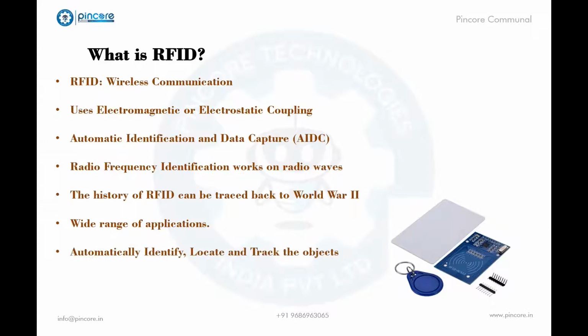The history of RFID can be traced back to World War II, when it was used by the British to identify friendly aircraft. The technology has developed over the years and is now used in a wide range of applications. It is used to automatically identify, locate, and track objects. The objects can be anything, like books in a library, or tracking of birds or vehicles.